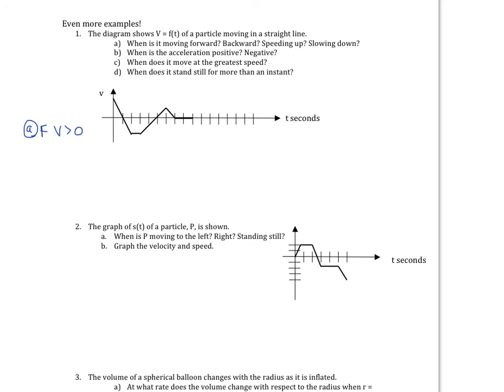So if I'm looking at velocity, I want the velocity to be above the axis. That's when it's greater than 0. I'm looking at a graph of a velocity. I want the velocity to be above the axis. So this happens between 0 and 1, right here. From here to here, we have a positive.